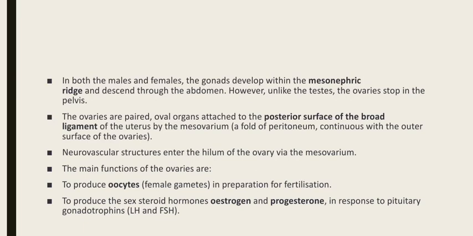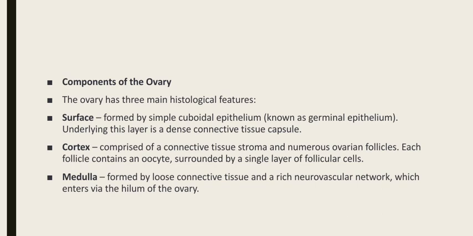The main functions of the ovaries are to produce the oocyte, that is the female gametes, in preparation for fertilization, and to produce the sex steroid hormones, estrogen and progesterone, in response to the pituitary gonadotropins, that is LH and FSH. Components of the ovary.